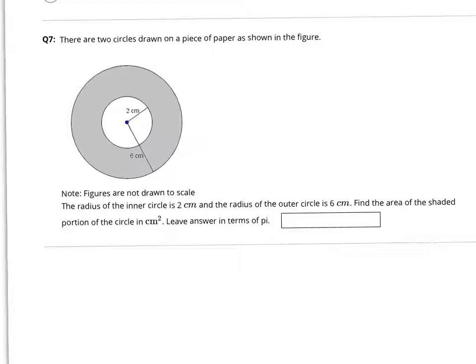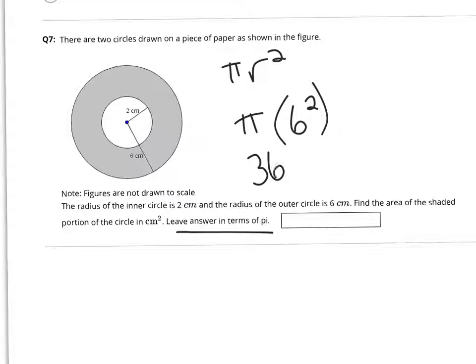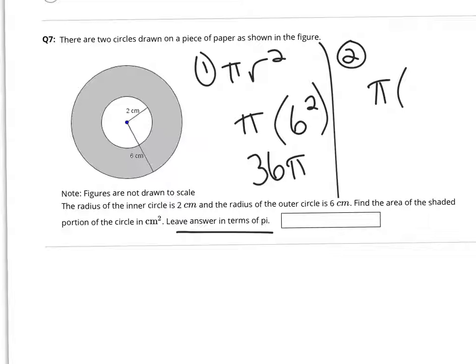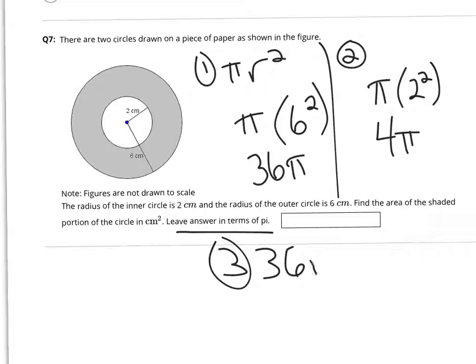Question 7 is making a donut here. Notice on this they want us to leave our answer in terms of pi. So we're going to do pi r squared for a circle. The big circle, if this didn't have the hole in the middle of it, this would be pi times 6 squared, which would be 36 pi. And then the middle part, radius is 2, would be pi times 2 squared, which would be 4 pi. And then we would just need to subtract those, which would be 32 pi.